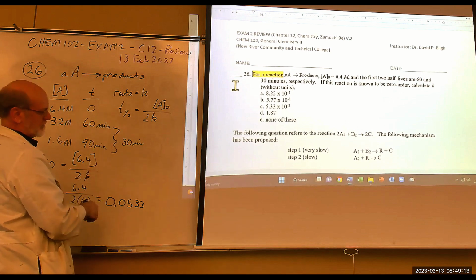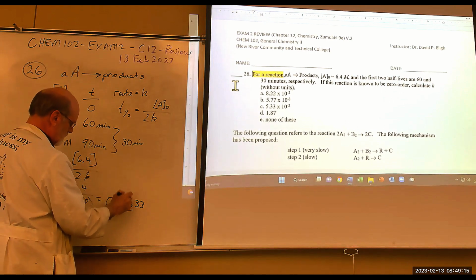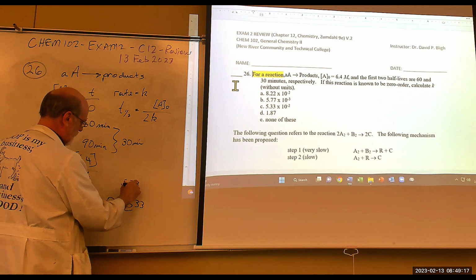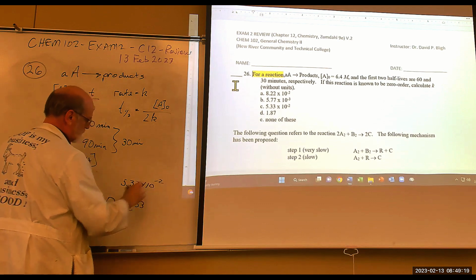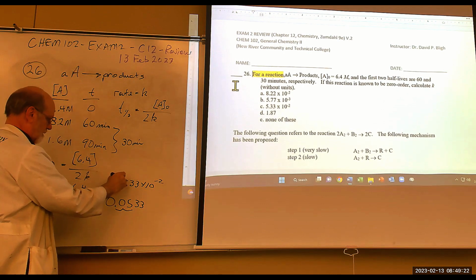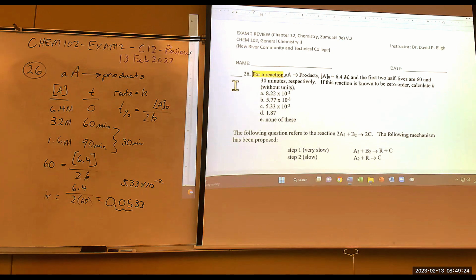So, oh, it's in scientific notation. 5.33 times 10 to the minus 2. I guess that would be this one.